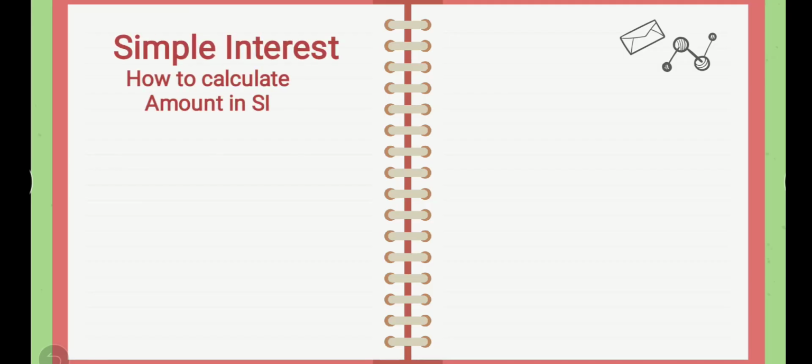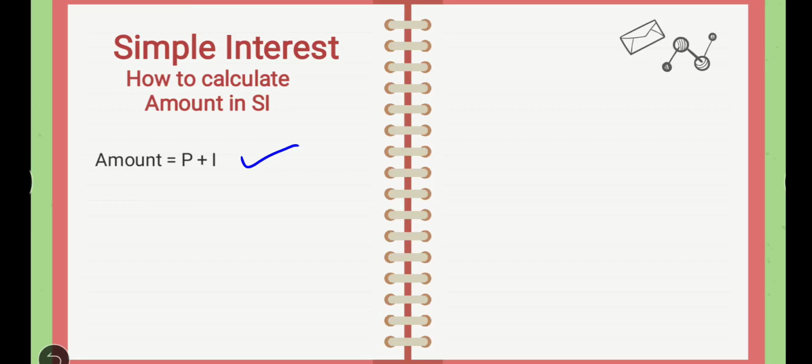So in simple interest, how to calculate amount? We have seen the formula for simple interest, but we can directly calculate amount by using a formula in simple interest. So what is amount? Amount is equal to P plus I. P plus I means principal plus interest. So sum borrowed plus the interest which is charged on it for a particular time period.